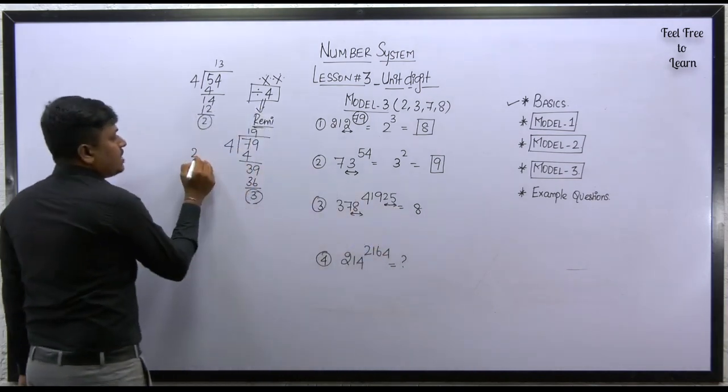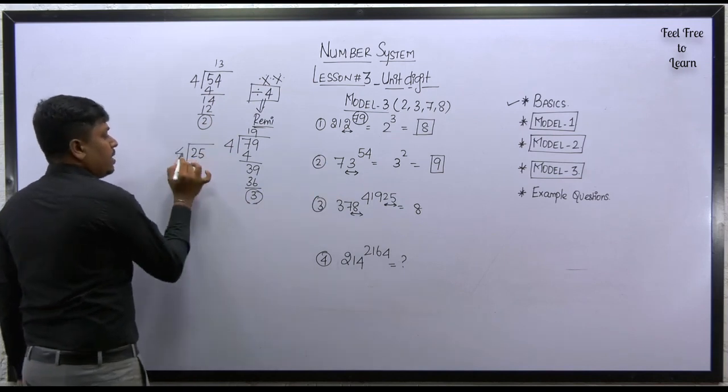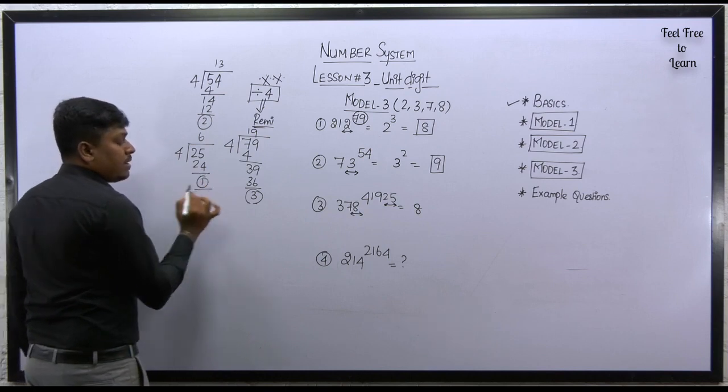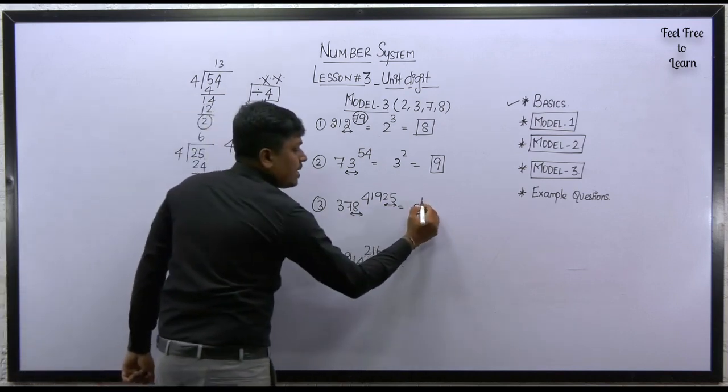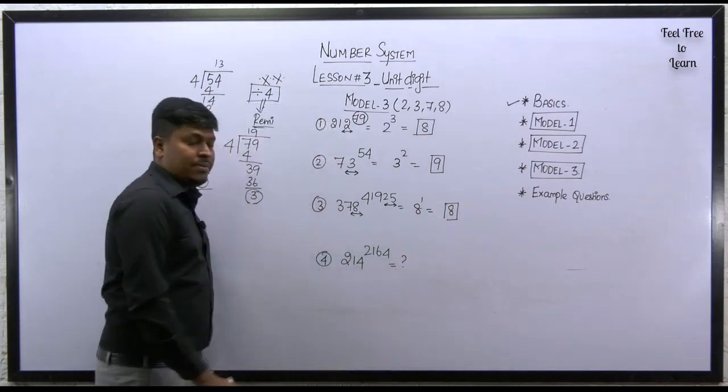What are the last 2 digits? It is 25. Divide only the last 2 digits of the number by 4. So 6 4s are 24. What about the remainder here? The remainder is 1, so put the remainder here. 8 power 1 is 8. So we can say that the unit digit will be 8.